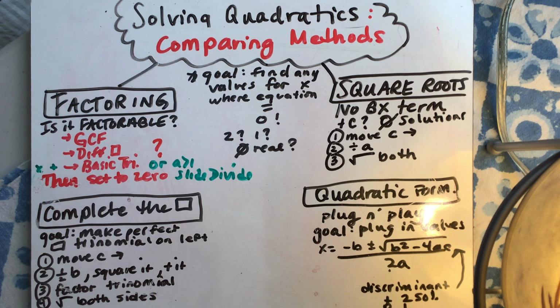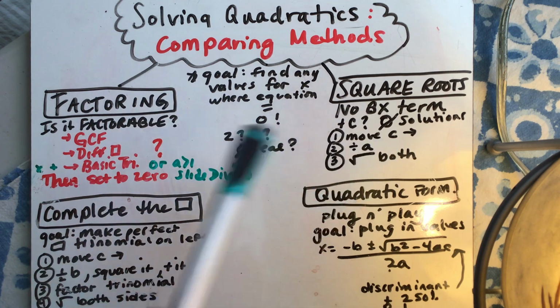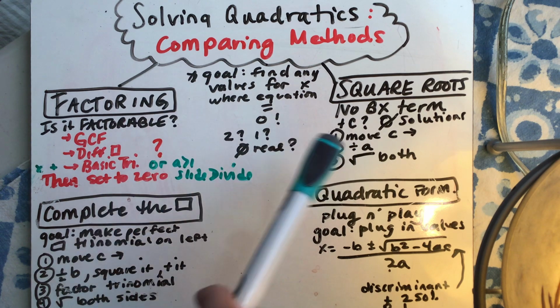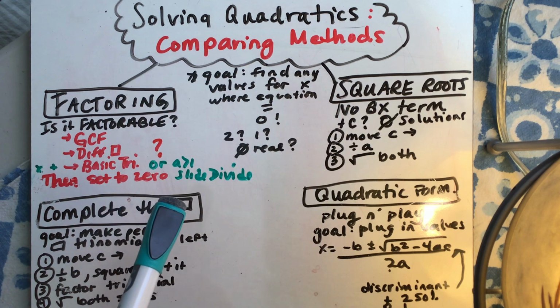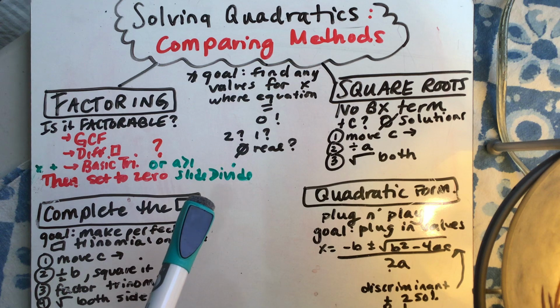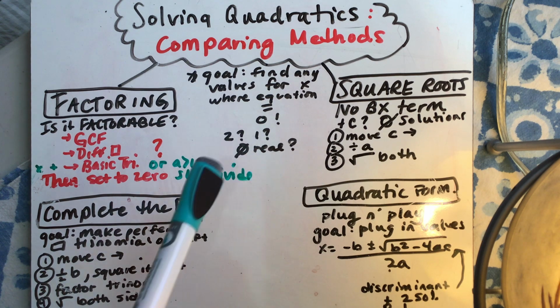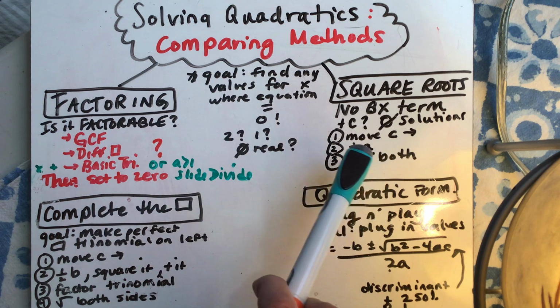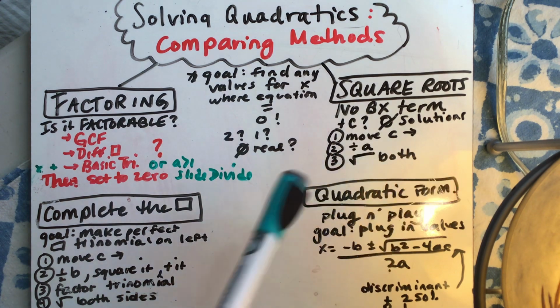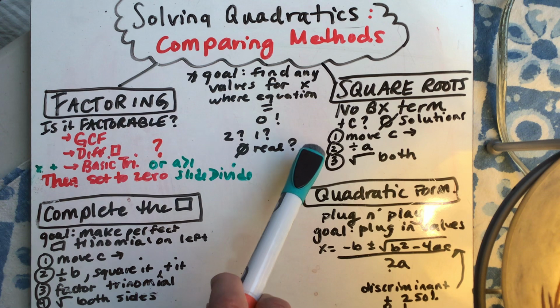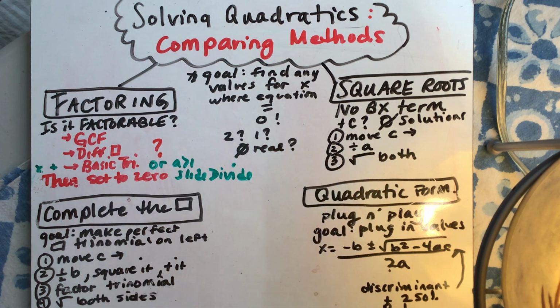This does take practice to try to decide which method to use. Over here, square roots. If there's no middle term, so no bx term, then that could be a sign that you can find the square roots. You're going to move the c to the other side of the equal sign. You're going to divide by a, and you're going to try to take the square root.